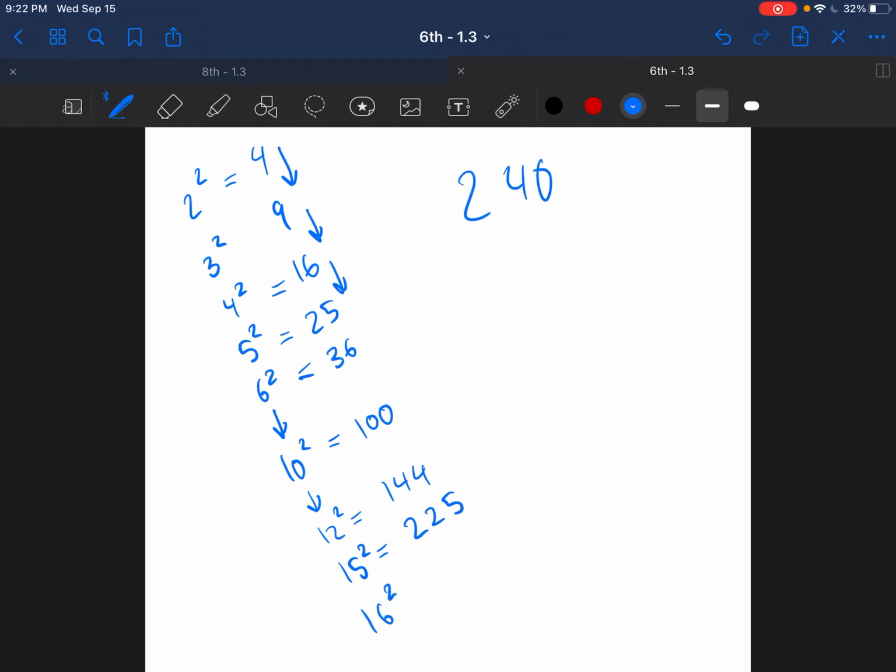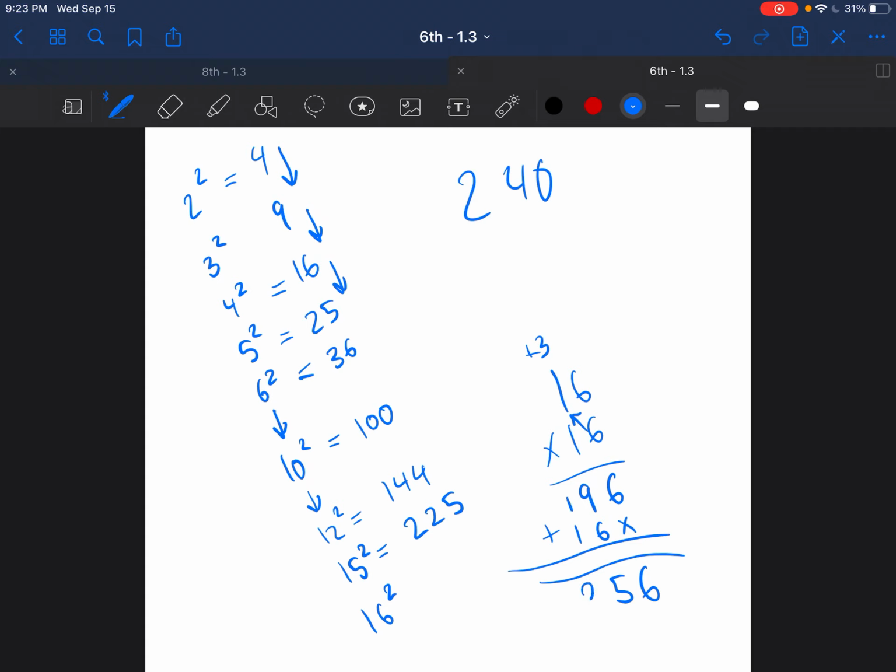Let's see. 16 squared. I don't know what that is off the top of my head, so let's multiply. 6 times 6 is 36. Carry the 3. 6 times 1 is 6, plus 3 is 9. Put your placeholder. 1 times 6 is 6. 1 times 1 is 1. And let's add everything up. 6 plus nothing is 6. 9 plus 6 is 15. 1 plus 1 is 2.